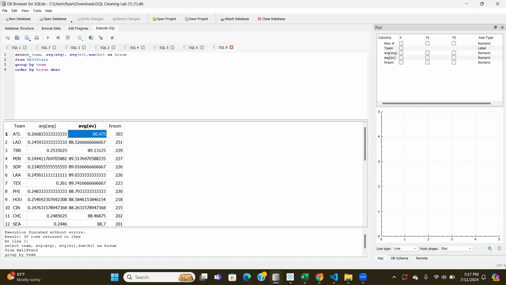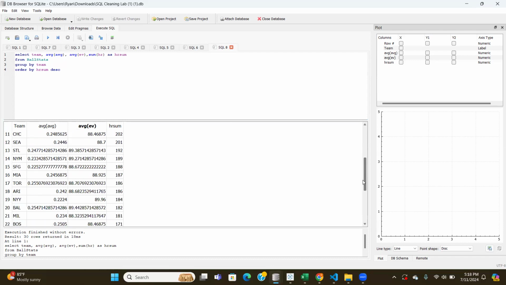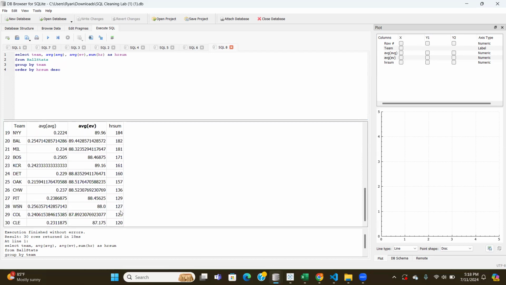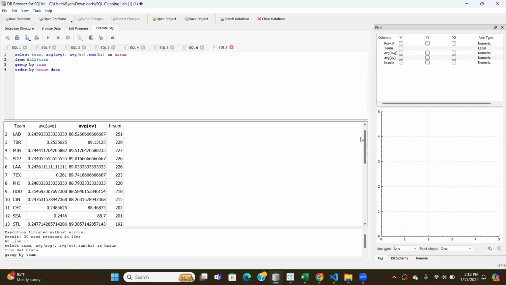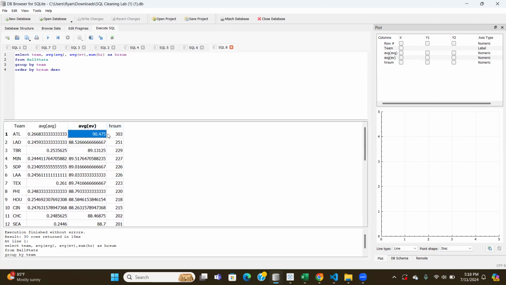And I also looked at every team, their average exit velocity, and also how many home runs they're hitting. It was interesting to see, if you look at the Atlanta Braves here, they hit 303 home runs and they had an average exit velocity of 90. Whereas at the bottom, the Rockies, for example, had 125 home runs and their average exit velocity was 87.8. So you can also tell that having a higher exit velocity also translates to hitting more home runs, not just batting average.